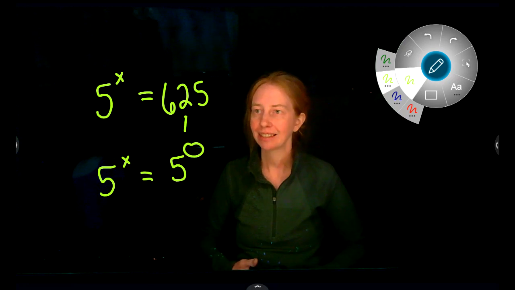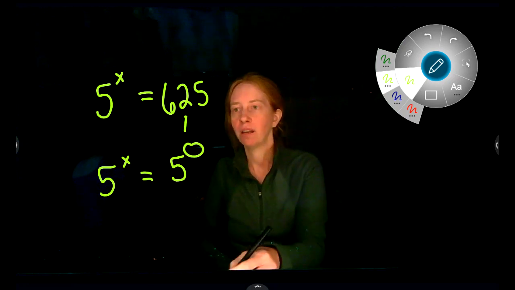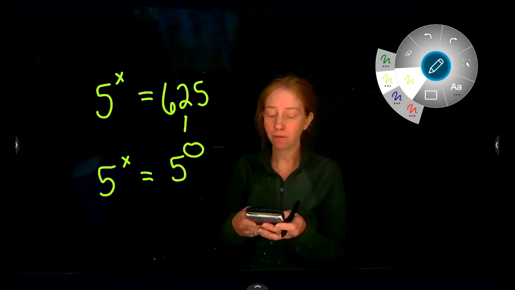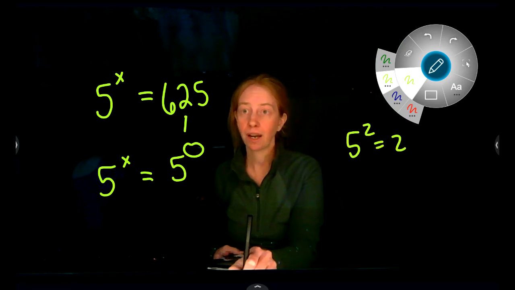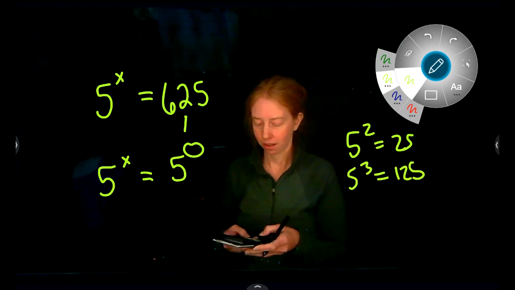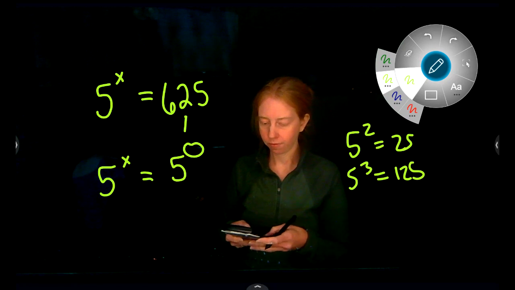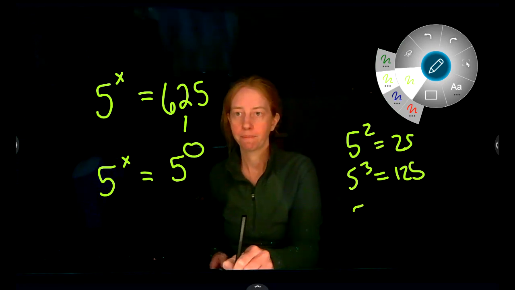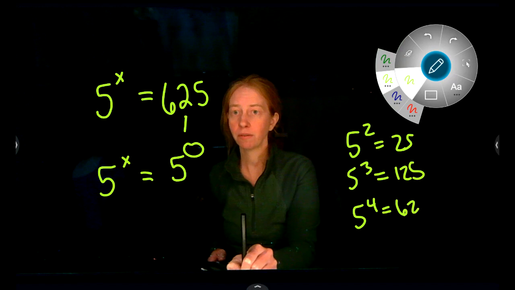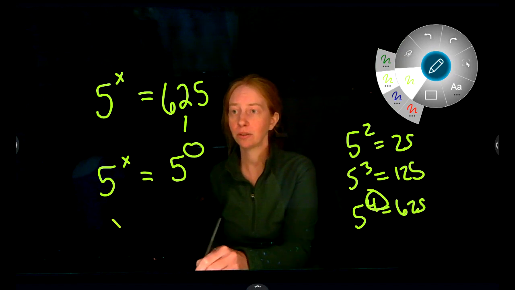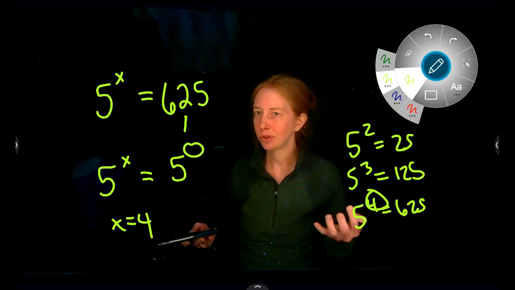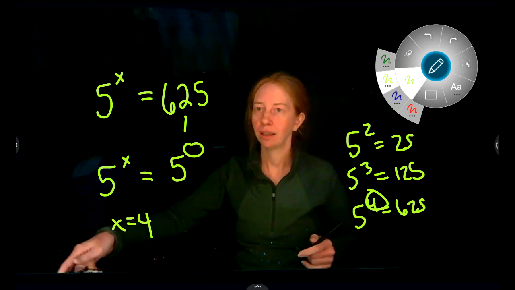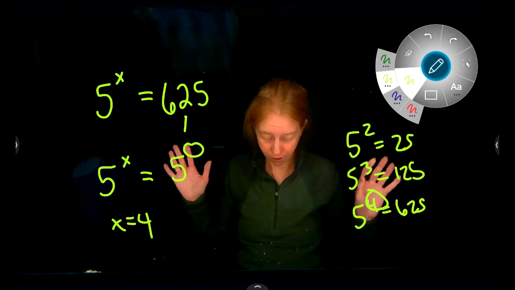So in this case, I'm going to think about 5 times 5, and I may even use my calculator. 5 to the second is 25. 5 to the third is 125. 5 to the fourth is 625. So look at that, I found it. So x equals 4. And that's really going to be a decent strategy to figure this out. If you have another one, go for it.